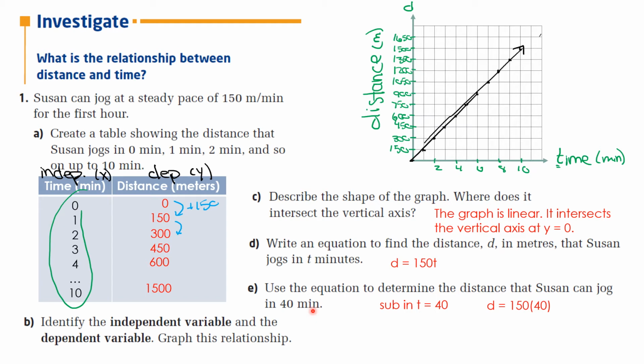So I'm going to sub that in with brackets, always with brackets. 150 times 40, that's 6,000. So that means she can jog 6,000 meters or 6 kilometers in 40 minutes. So this whole example that we did about Susan jogging was an example of our title for today, which is direct variation.